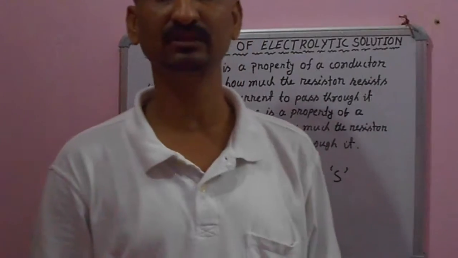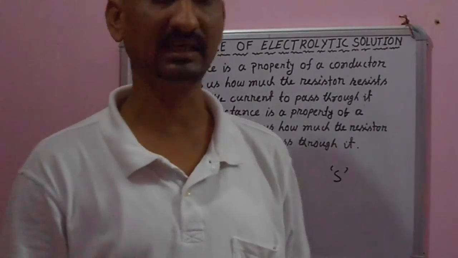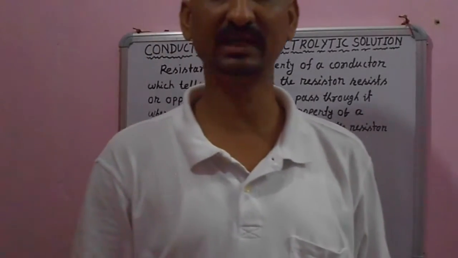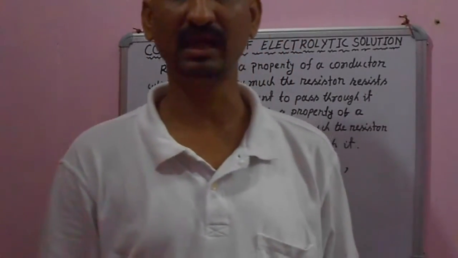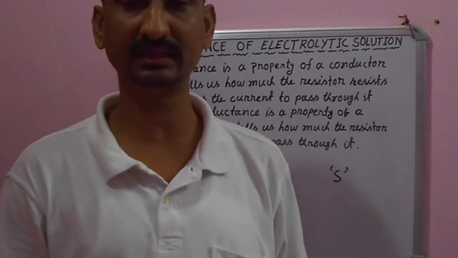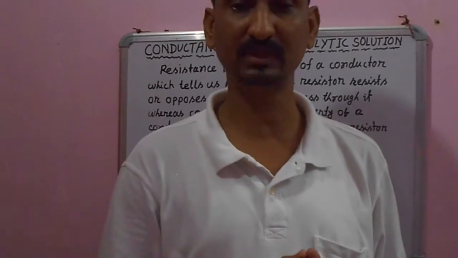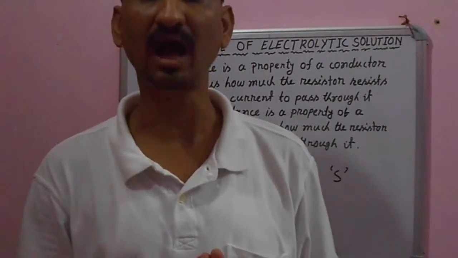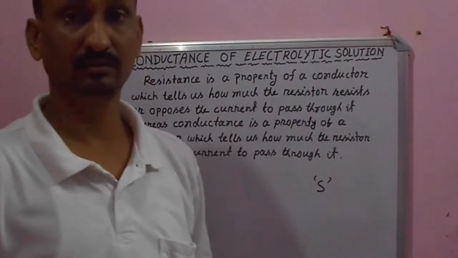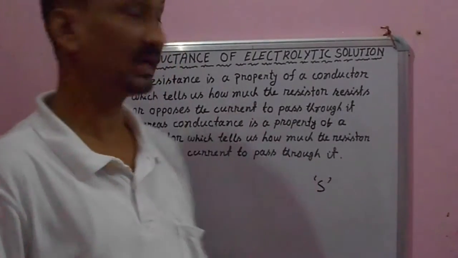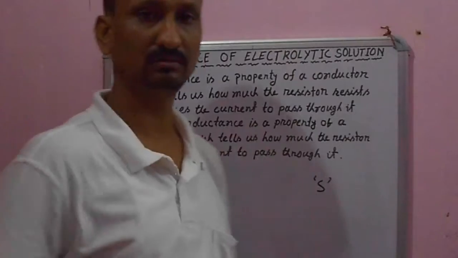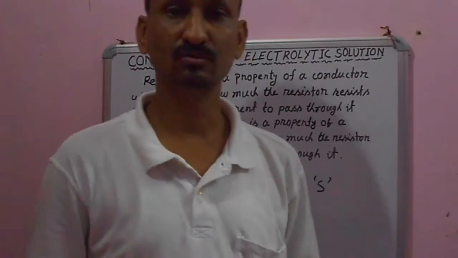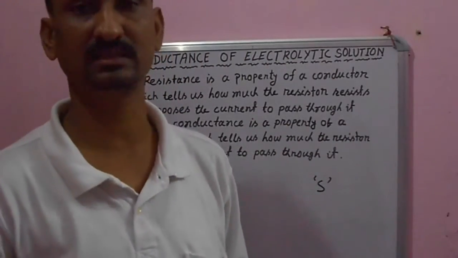So this way we are getting two types of conductance. One is electronic or metallic conductance, where the flow of electricity is by the movement of electrons, and another is ionic or electrolytic conductance, where the conductance of electricity is by the ions. And here we will now discuss the conductance of electrolytic solution. To discuss it, we shall need the concept of resistance.